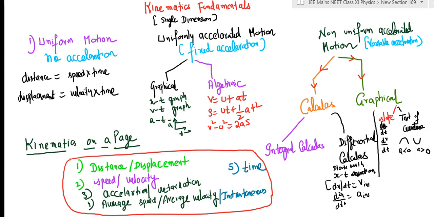So whatever technique we adopt, whether calculus, whether graphical, whether algebraic, it doesn't matter. Finally, our aim is to find these five kinematic variables. And you also must understand that these concepts of average velocity and average speed come into picture because in class 11th there is too much focus on sense of direction, which I will talk about.